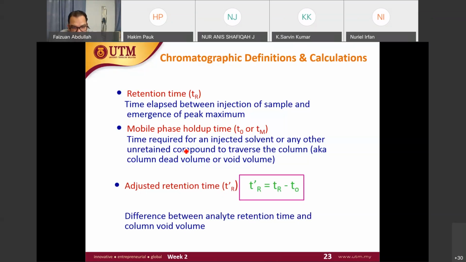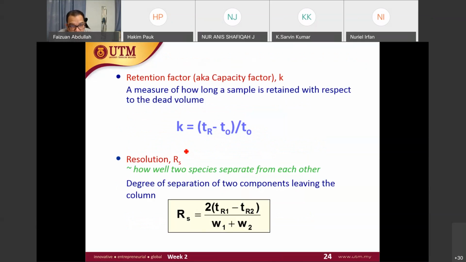Adjusted retention time, T prime R, is the difference between the analyte retention time and the column void volume. We subtract the dead volume, or void volume, and then we get the adjusted retention time. Retention factor, also known as capacity factor, K, is a measure of how long a sample is retained with respect to the dead volume: TR minus T naught, divided by T naught.